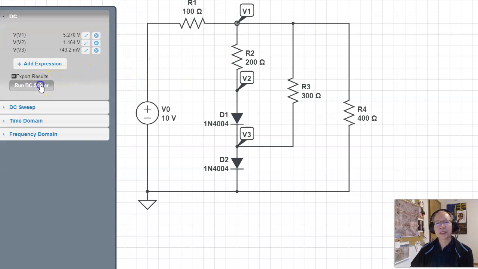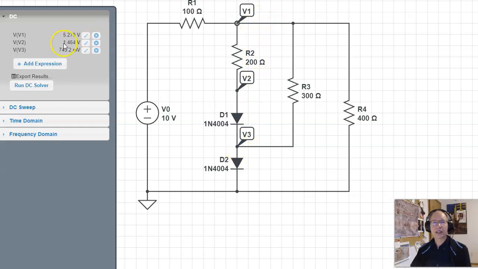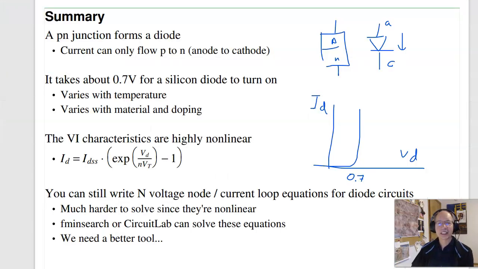When I tell it to solve, there's a little bit of a pause. It took 0.21 seconds. It's iterating just like we did in fmin search, iterating, trying to find out what voltages make the currents balance. There she is. fmin search and Circuit Lab both work to solve these, but it's still really cumbersome, and you lose all intuition when it gets this complicated. We need a better tool.